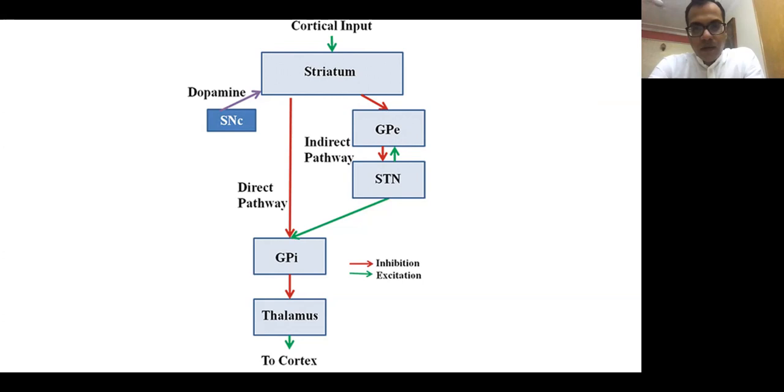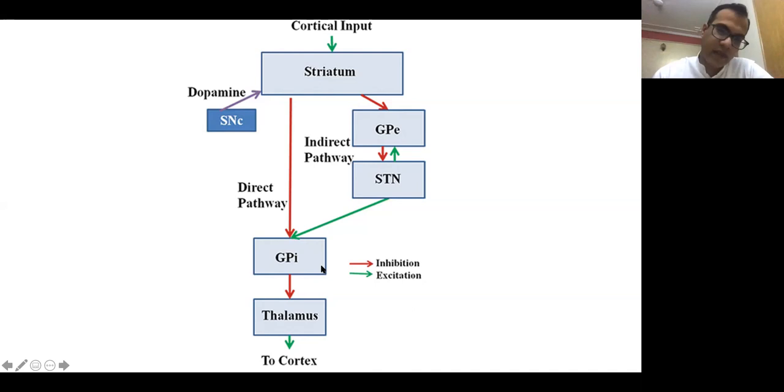Now what happens in Parkinson's disease? The problem is not in the direct or indirect pathway, the problem is in the substantia nigra pars compacta, which is the source of dopamine. All the dopamine comes from the substantia nigra and goes to the striatum. Whenever D1 receptors are stimulated, the direct pathway gets activated. Whenever D2 receptors are activated, the indirect pathway gets excited. Now in Parkinson's disease, we have a deficiency of dopamine itself, so both D1 and D2 receptors are not excited.